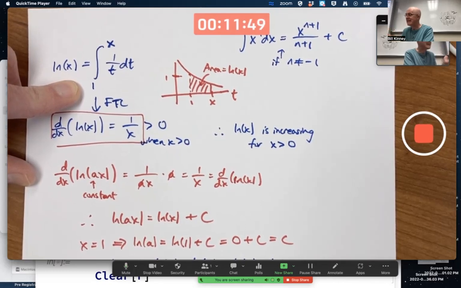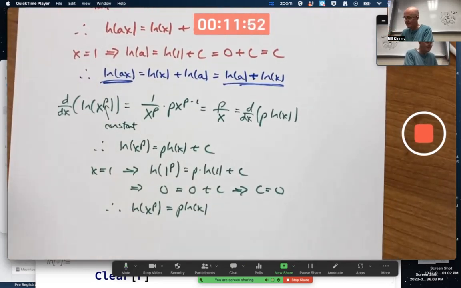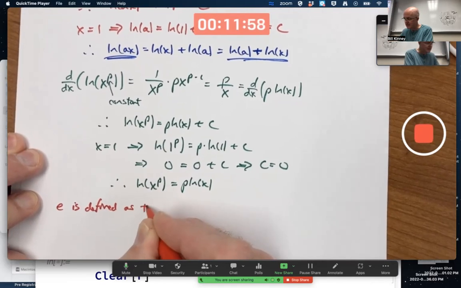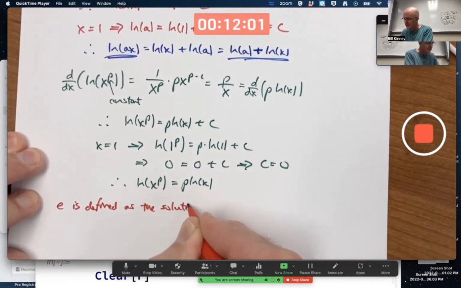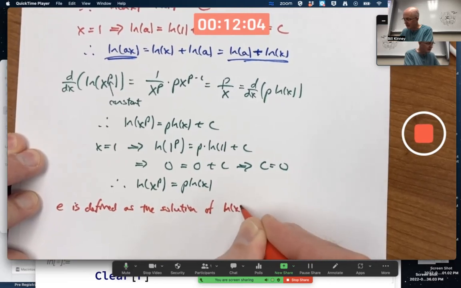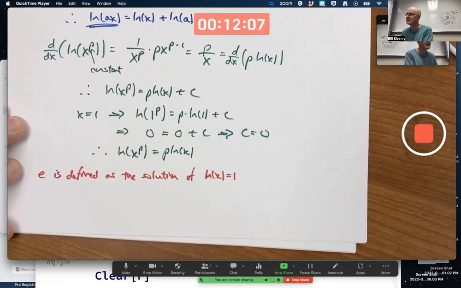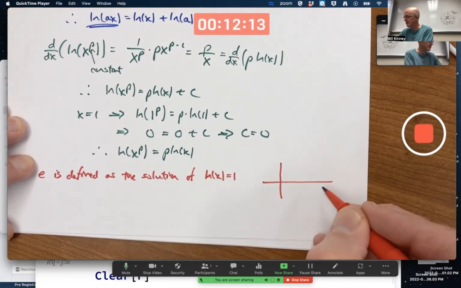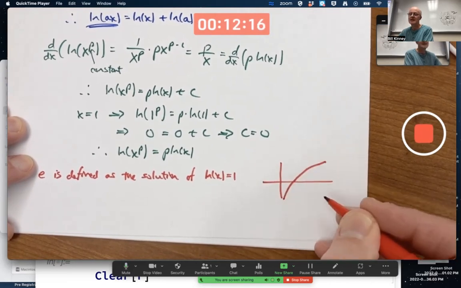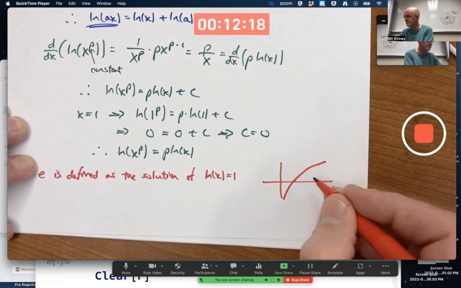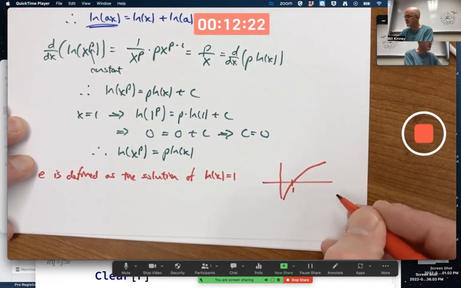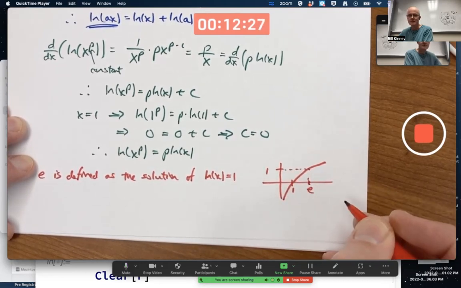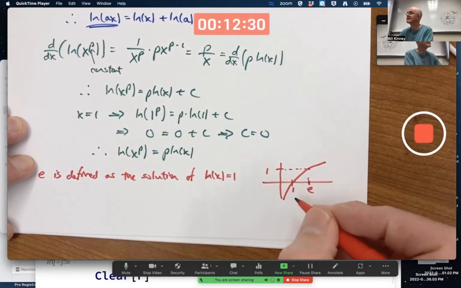And then again, well, how is e defined? E is defined as the solution of the equation ln of x equals 1. We know the ln of x is an increasing function based on thinking about numerical integration, approximations, if you like. You can say that it's an increasing graph that does look like this. When x is 1, the output is 0. What is the input that gives you an output of 1? It is the number e. Not drawn as good as it should be, perhaps, but that's the idea.